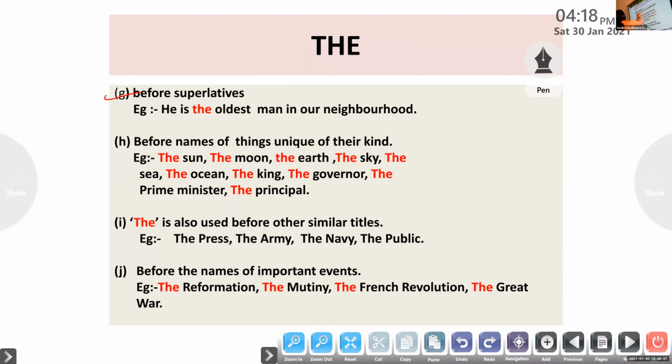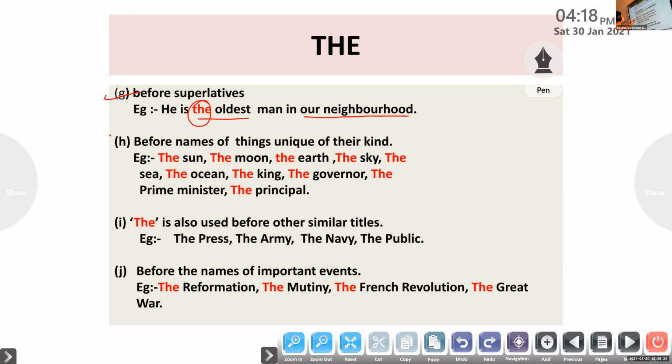So he is the oldest man in our neighborhood. See, the oldest. Example: he is the tallest man. This is the most important thing that happened in my life. The most. Okay, so before the superlatives, we should use the.